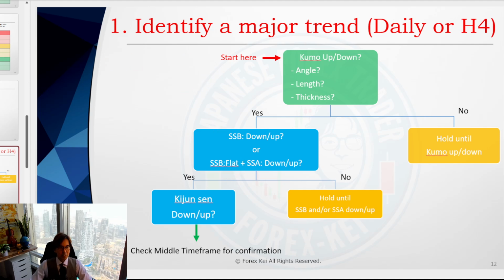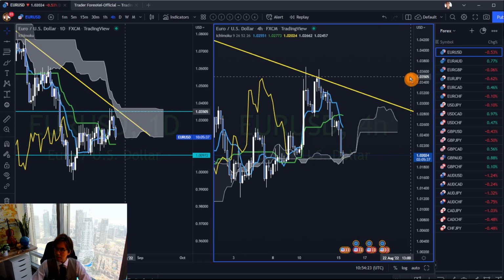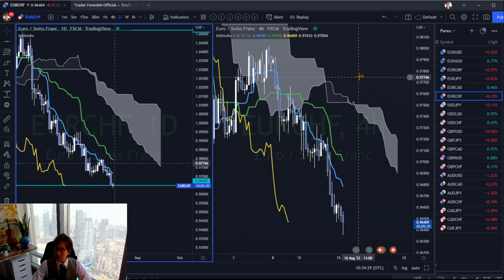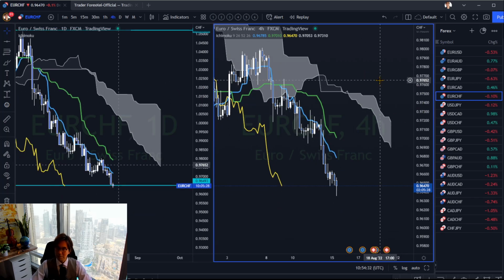Right, so let me show you a couple more examples. Let me pick another pair. What about Euro Swiss franc? If you look at the Euro Swiss franc, this one is down, right? If you look at the Kumo angle, Senko span B again is above when it's bearish, and Senko span A is below. Senko span B angle is down, and Senko span A angle is also down on the daily.